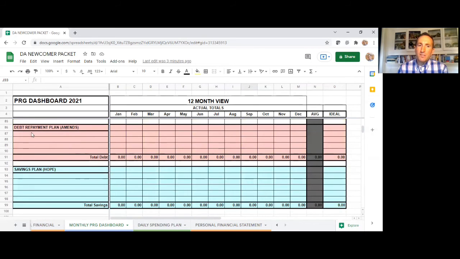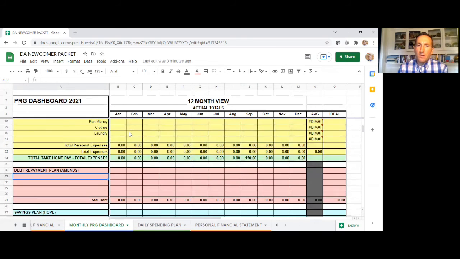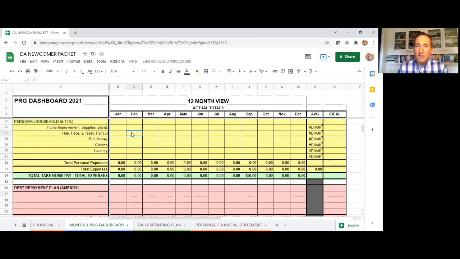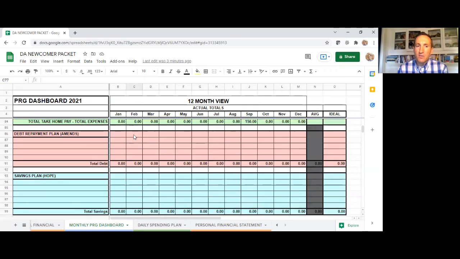Then when we start to get into the debt repayment plan, that is really when we start to make amends to other people, making amends to folks that we had harmed or not paid. This is where we list the person's or the bank or the institution's name here. Up here we list, if a haircut costs $20, we put $20 in this cell. Down here, it's a little different. In the savings plan and the debt repayment plan, what we're going to put here is the balance.